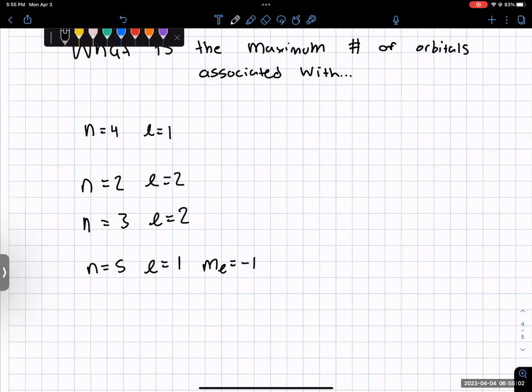All right, so these are 4 separate things. I want to know how many orbitals are associated with each one. So let's go with the first one. N equals 4, L equals 1. How many orbitals are associated with that quantum number?